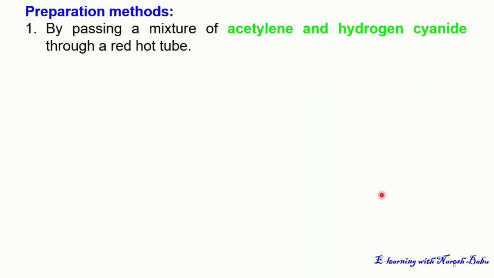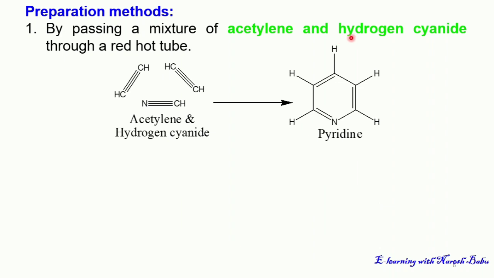Now we can see the methods of preparation of pyridine. First, by passing a mixture of acetylene and hydrogen cyanide through a red hot tube. If you pass acetylene, that is C2H2, and hydrogen cyanide, HCN, through the red hot tube, it is going to produce pyridine.